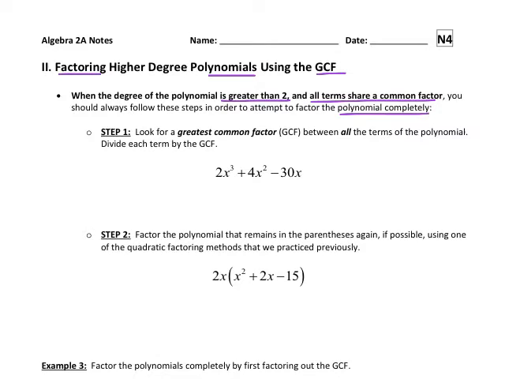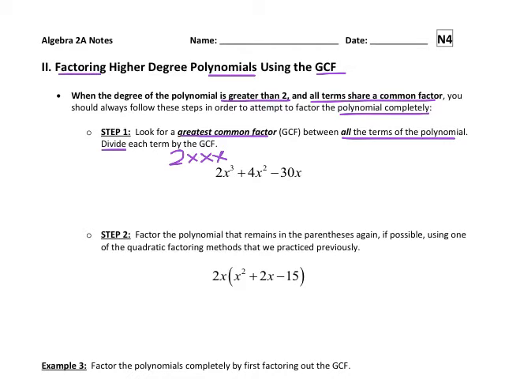So in step number 1, we're going to be looking for the greatest common factor between all of the terms of the polynomial. And once we find that greatest common factor, we're going to divide each term by the greatest common factor. So if I say what this polynomial really is, I can break it down to the fact that this is 2 times x times x times x. That's what 2x cubed really means.